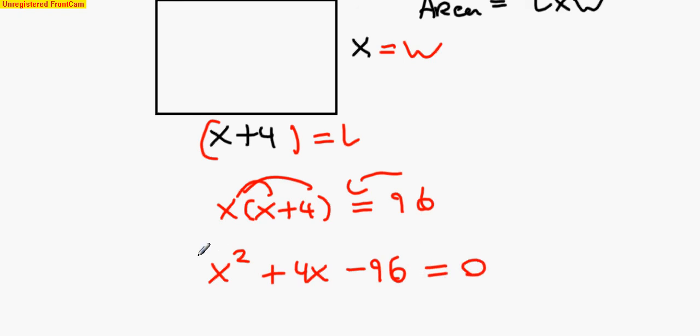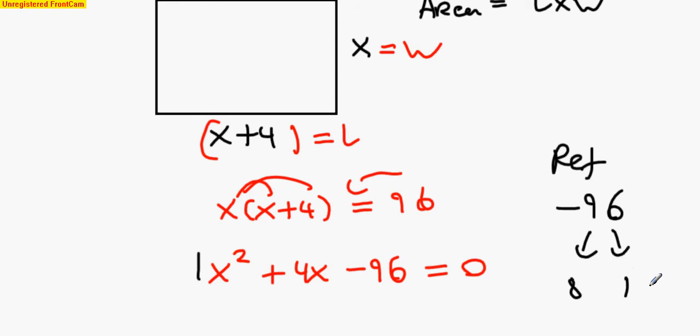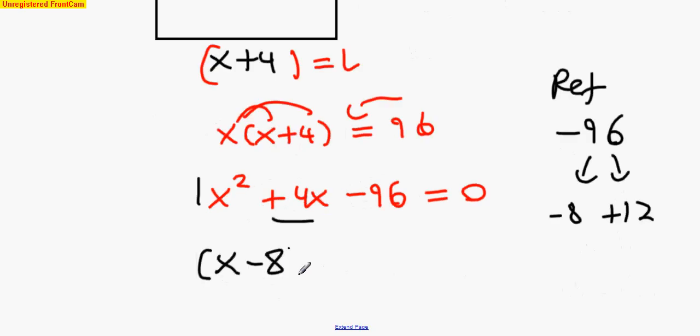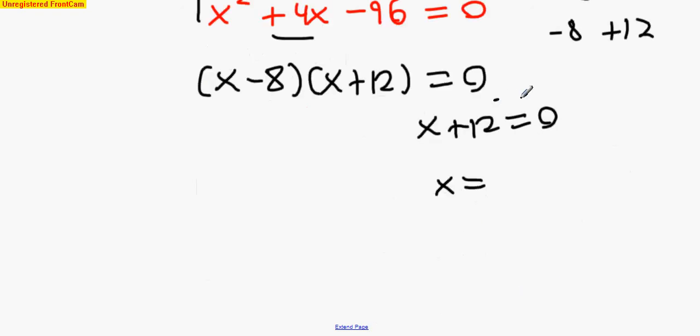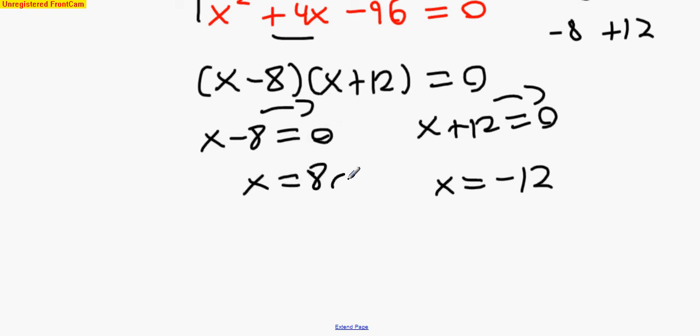The reference number for this one is going to be minus 96. Going to break it up into numbers, so we can try the numbers 8 and 12 is a good one to use. So it's going to be plus 12 minus 8 to get the plus 4 in the middle. So what we're going to get is x minus 8, x plus 12 equals 0. x equals minus 12. It can't be minus 12 because it's a negative answer. Length can only ever be positive. Bring it over to 8. x equals 8 centimeters. That's the correct answer, and this one here is the wrong answer.